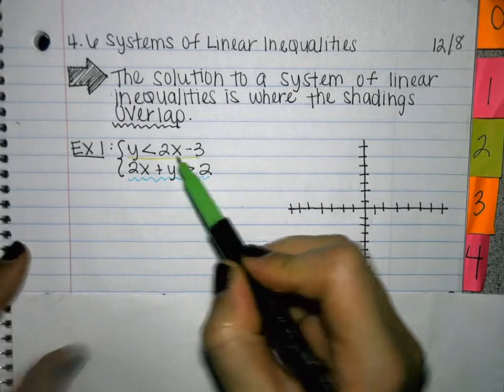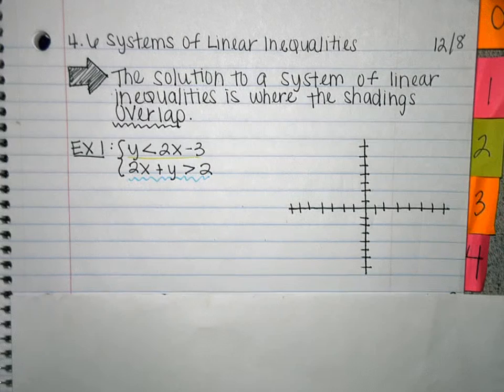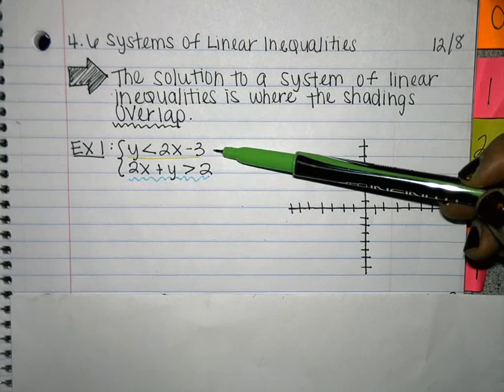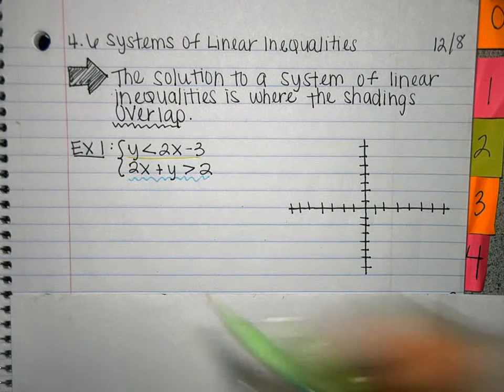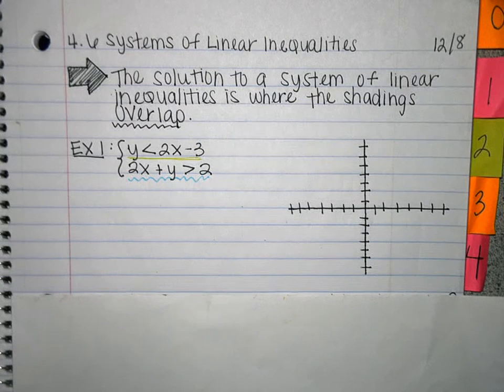So let's graph this first inequality, y less than 2x minus 3. This is already in slope-intercept form, so we can go straight to graphing. I'm going to graph it using green. If you have different colors, you can graph using different colors, or you can use your pencil, and then I'll show you how to indicate where your answer is.